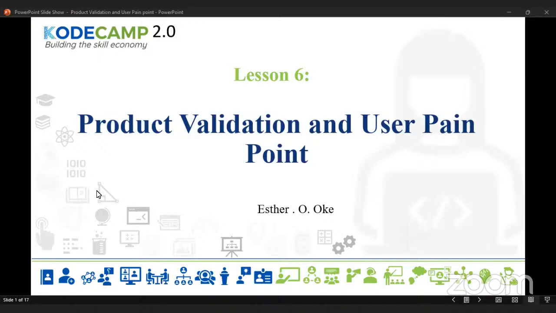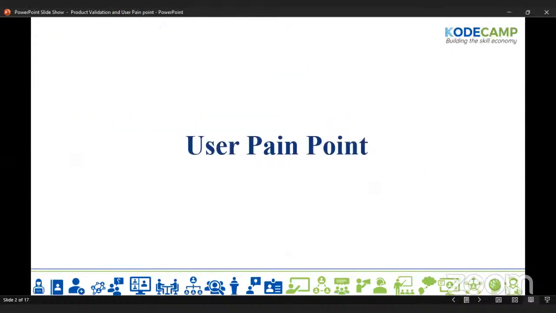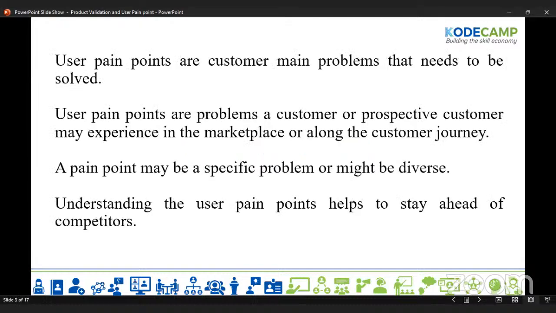But before we go straight into product validation, let's get to know more about the user pain point. User pain point is also what we've spoken about before as customer problem. And this is just to reiterate that the customer problem is quite important when making a product. So even if it's a product feature you are creating, you want to be sure that your customer is okay with every aspect of it.